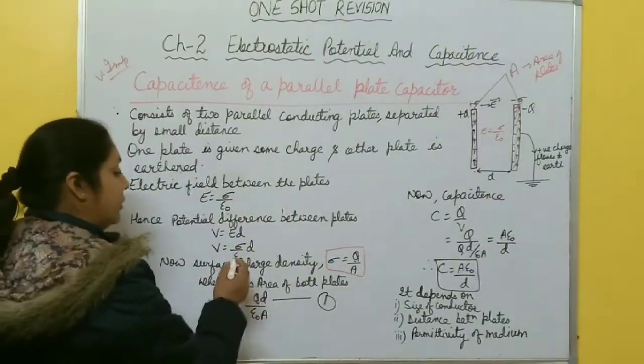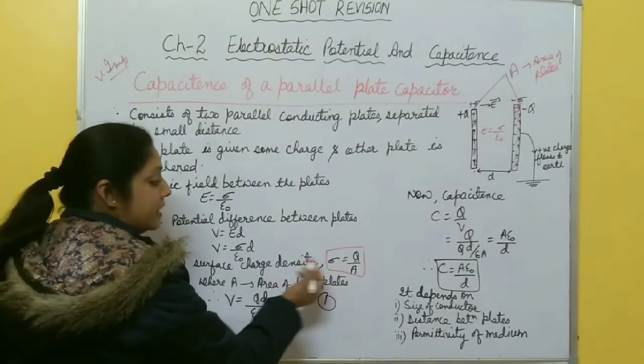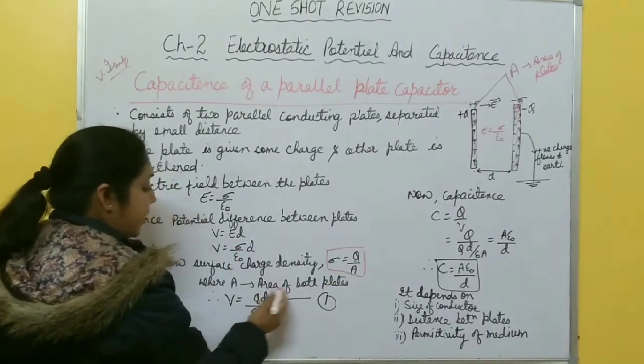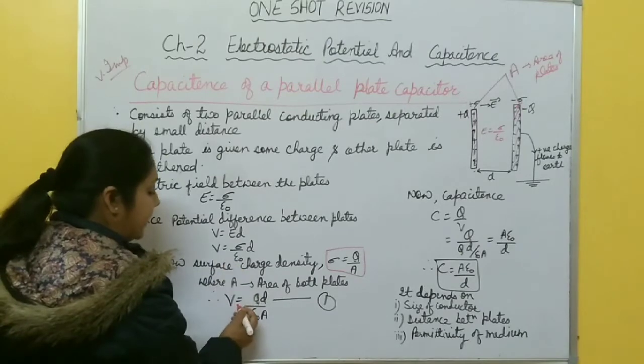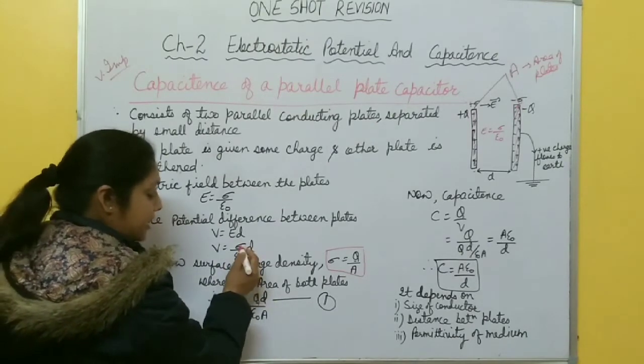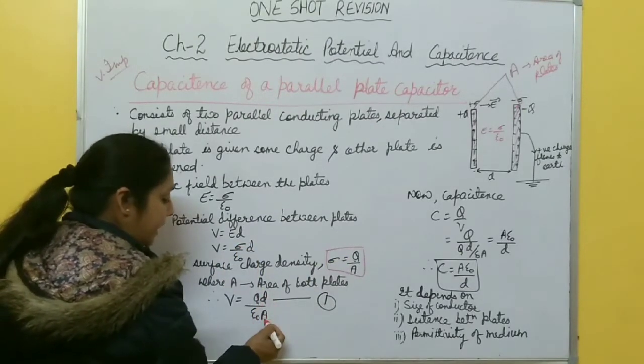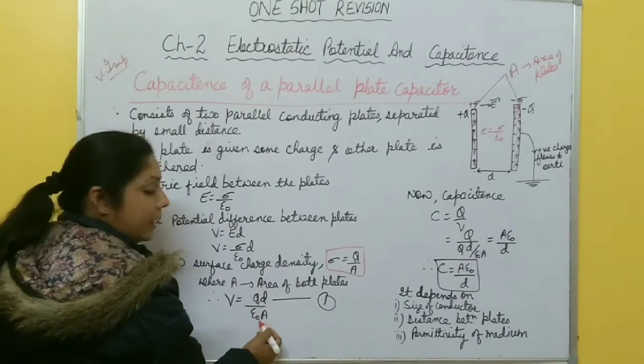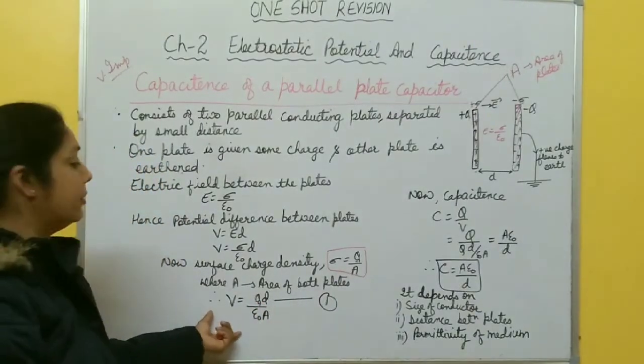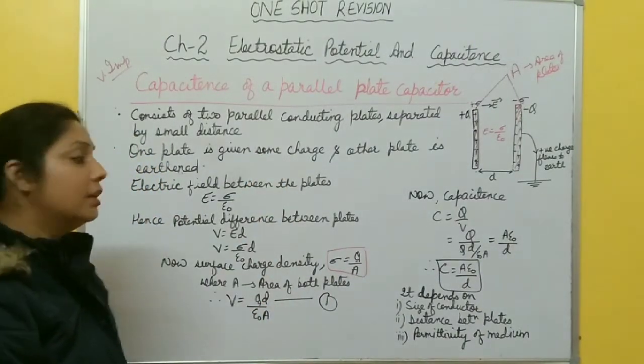Now, you put the value of this sigma, the charge density, Q by A, where A is the area of both plates. Then V becomes Q, in place of sigma you put Q by A. So V is QD by A epsilon naught. This is the value of the potential difference between the plates.